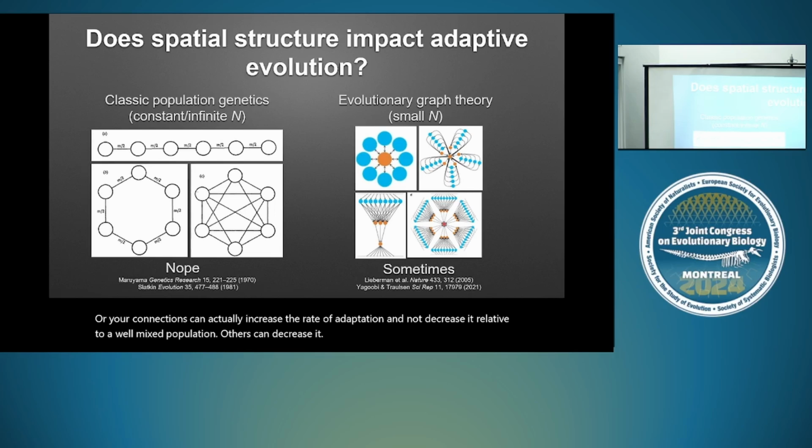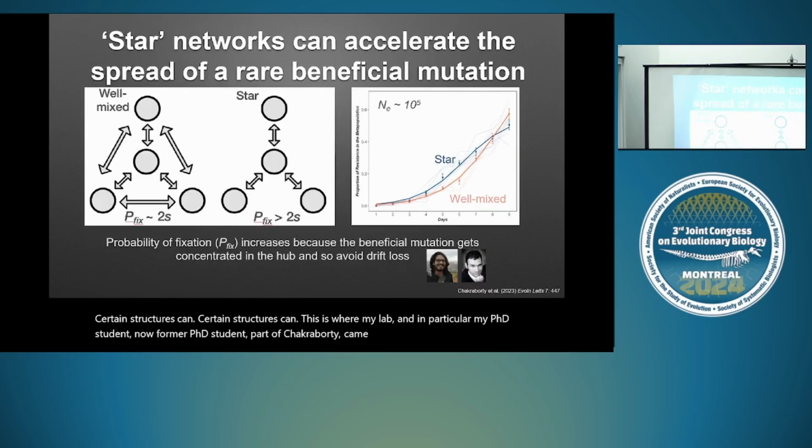Over the intervening almost 20 years, mathematicians especially seized on this and launched an endeavor of ever more fantastical structures that could amplify, as they say, or accelerate selection. So sometimes certain structures can, certain structures can't. This is where my lab, and in particular my PhD student, now former PhD student, Parto Chakraborty, came in, and we decided to try and test these ideas experimentally.